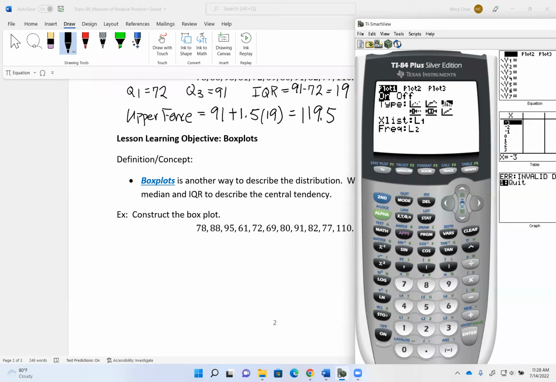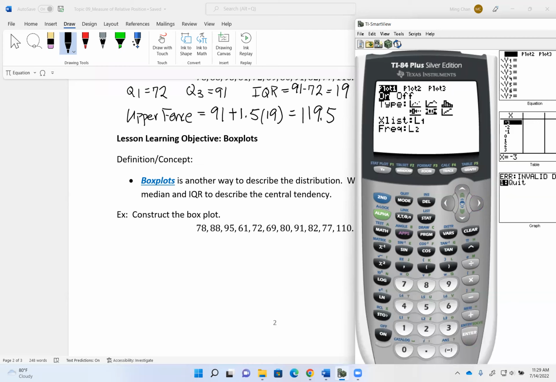The first option is the type of graph displayed: the dot plot, line graph, histogram. I got two types of box plots. One of them will show the outlier, the other one doesn't. I know I don't have an outlier, so I'm just going to choose this one right here. Highlight that, press enter.